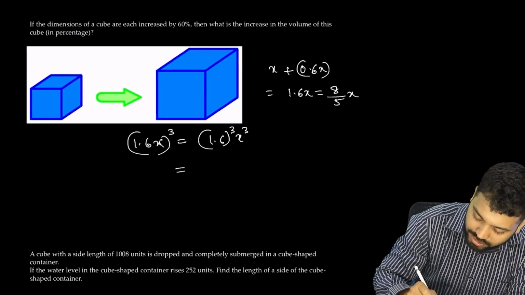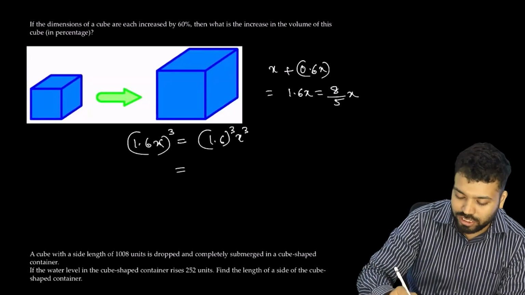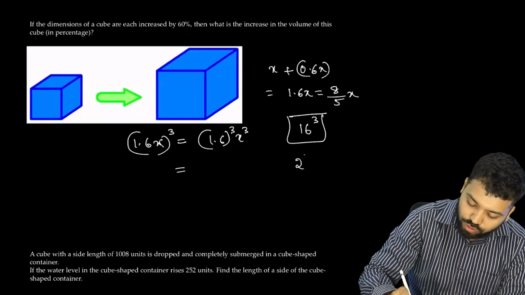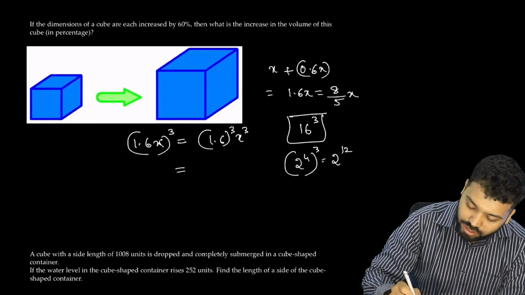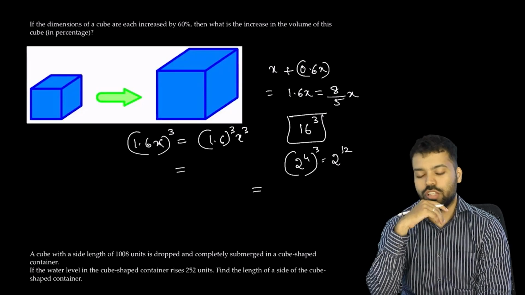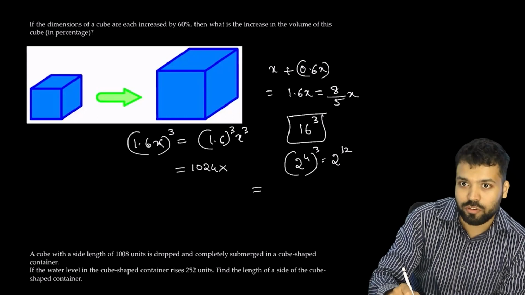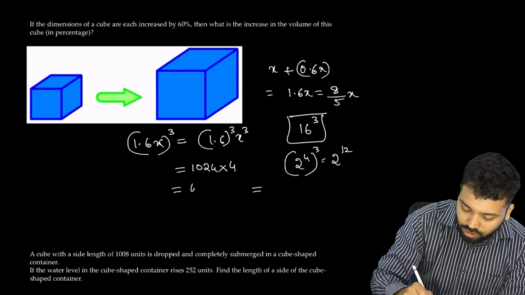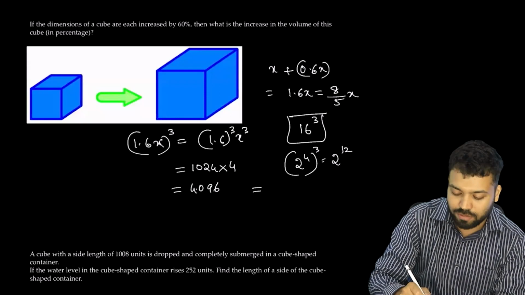For now I'll write this as 16 cube. How do I find 16 cube? 16 cube is nothing but 2 power 4 to the power 3, which is 2 power 12. Generally everyone knows 2 power 10 is 1024. So 2 power 12 is 1024 into 2 square, which is 4. So you get 4096. As it is 1.6, you will have 3 decimal places.